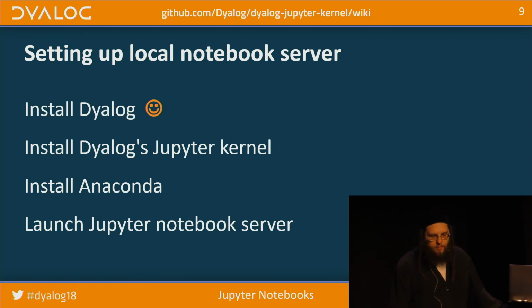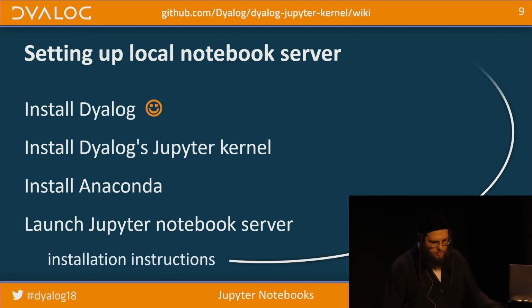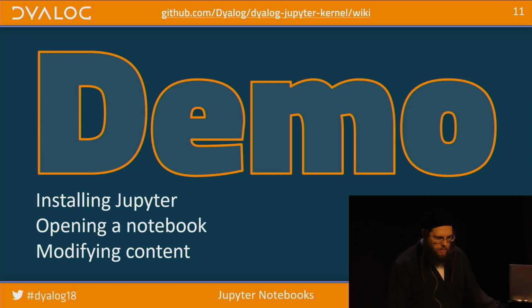So this is how you set it up by yourself, practically speaking. You have to have Dyalog, of course. You have to have a Jupyter kernel. Then you install Anaconda, and then you just launch it. And the installation instructions you can find on a wiki. We heard earlier in the program how every GitHub repository can have its own wiki, and that's what we use here. There's a rather extensive wiki there. And let's try it.